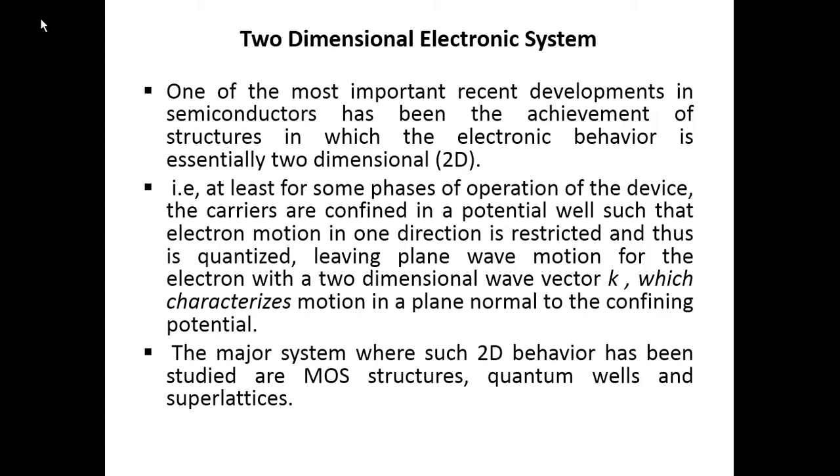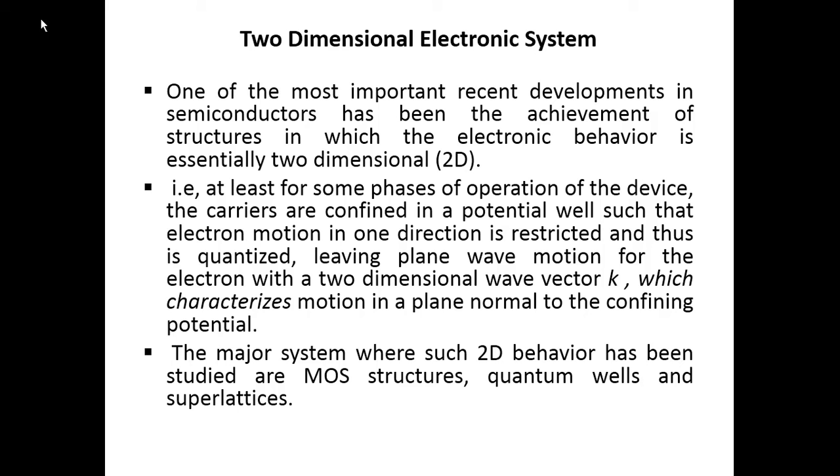That is, at least for some phase of operation of the device, the carriers are confined in a potential well such that the electron motion in one direction is restricted. When the electron motion in one direction is restricted, what happens? That particular motion of the electron wave can be quantized. So that quantization causes the plane wave motion of the electrons to become a two-dimensional wave vector k, isn't it? That we have already seen.